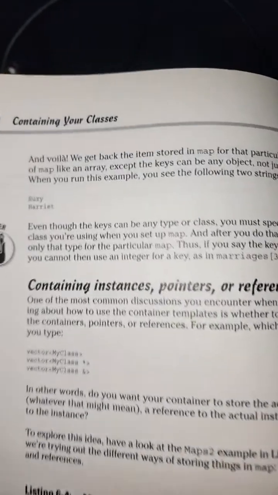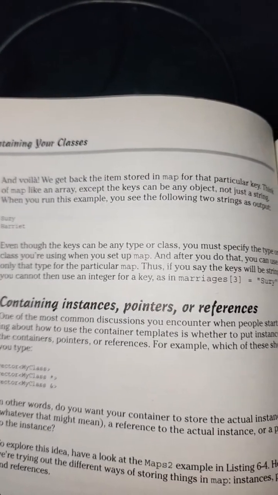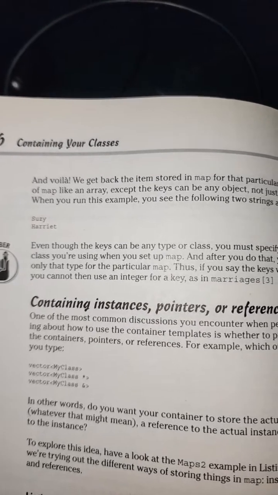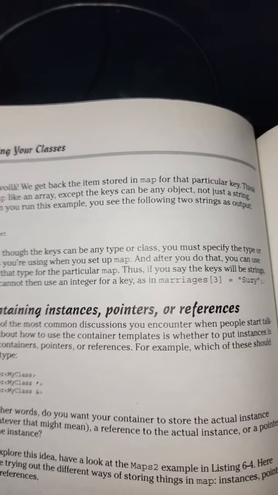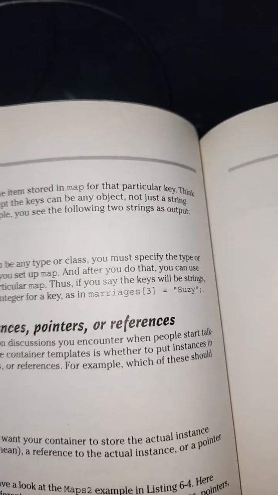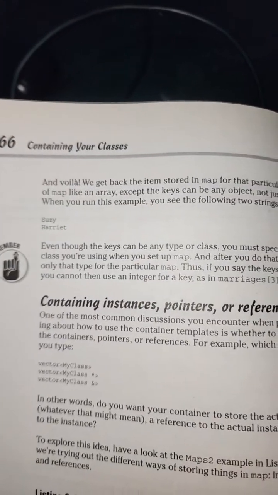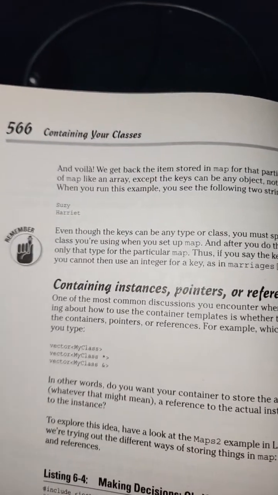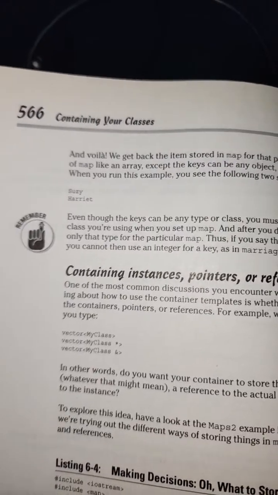And voila, we get back the item stored in map for the particular key. Think of map like an array, except the keys can be any object, not just a string. When you run this example, you see the following two strings as output. Susie, Harriet.